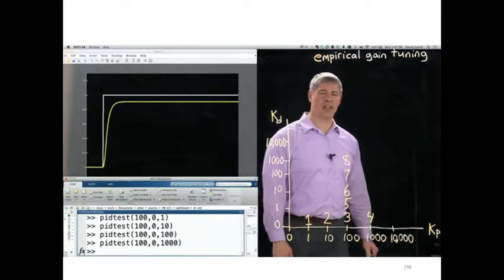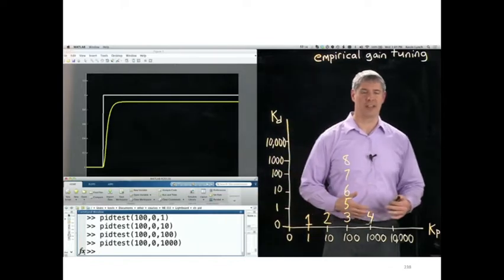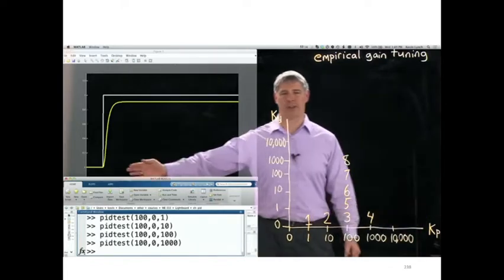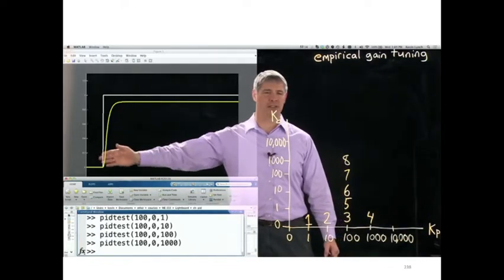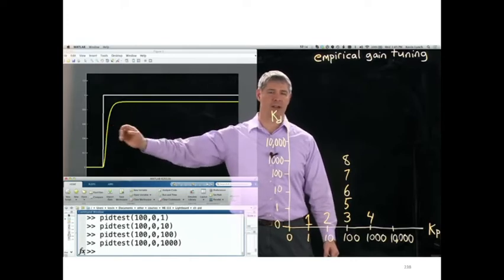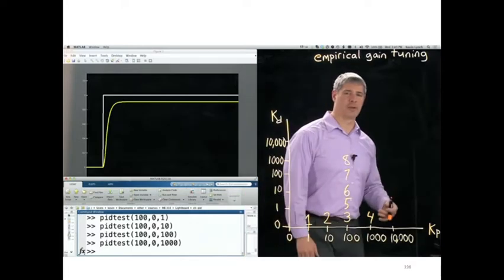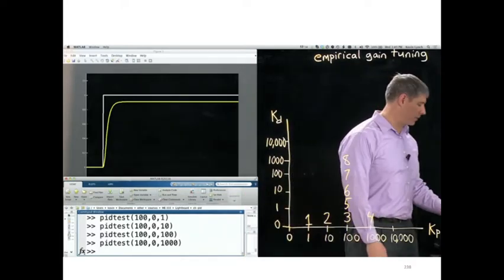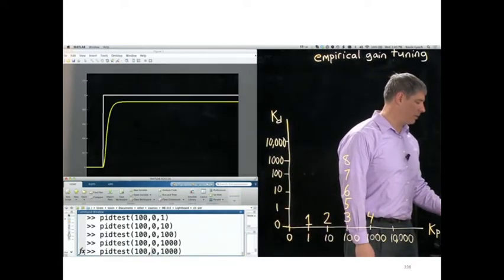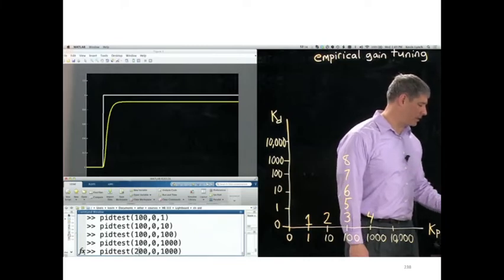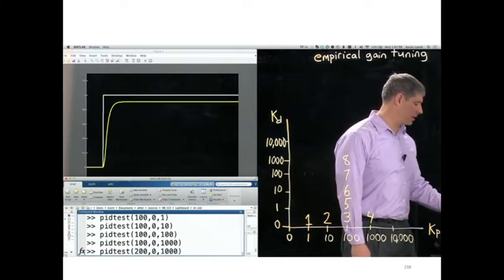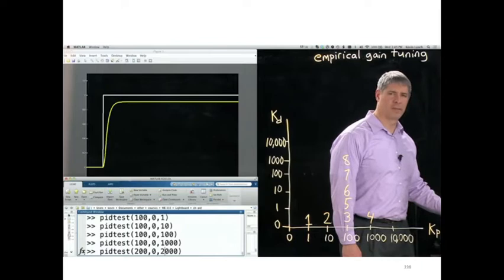Let's try increasing the stiffness and increasing the damping together, hopefully thereby keeping the good shape of our response, and this is called the transient response, while hopefully reducing this steady state error. So I'm going to double both the proportional and the derivative gain. So K sub P is 200, K sub D is 2000.